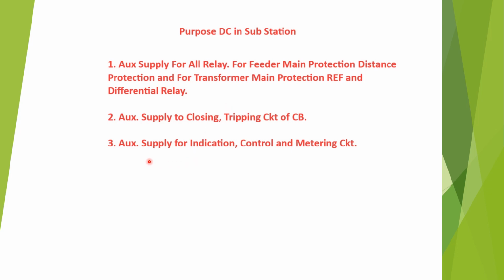Number two, auxiliary supply to the closing and tripping coil of the circuit breaker. The circuit breaker is the equipment which clears the fault and isolates it from the healthy system. So, for auxiliary supply of the closing and tripping coil, the DC supply is given to the circuit breaker. Number three is the auxiliary supply for the indication and control circuit, for the isolator and metering circuit, and DC emergency lighting.